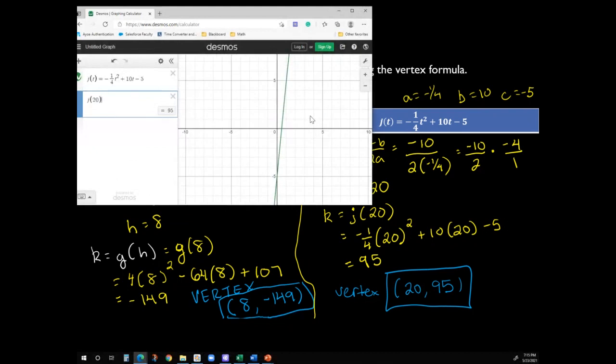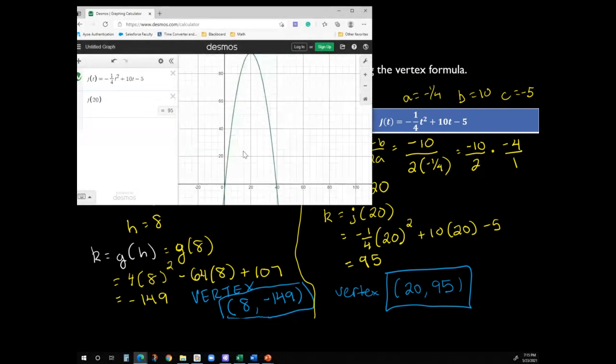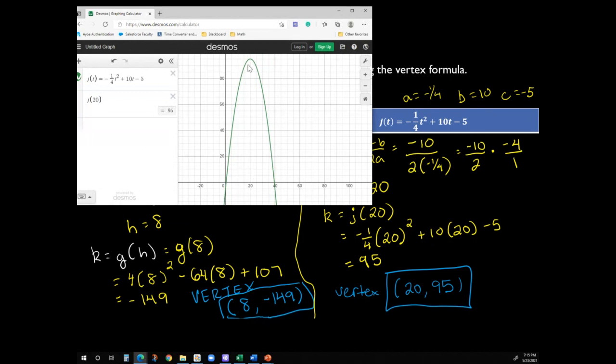And you can check your work in Desmos. So I'm going to just zoom out and then click and drag here. So you can see the vertex in this case is a maximum. And when I click on it, it actually has a dot right at that location, and it gives you the ordered pair, which matches with what we found with our formula. So it comes out to 20, 95. So are there any questions so far?